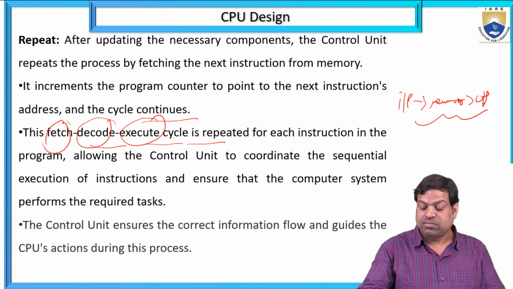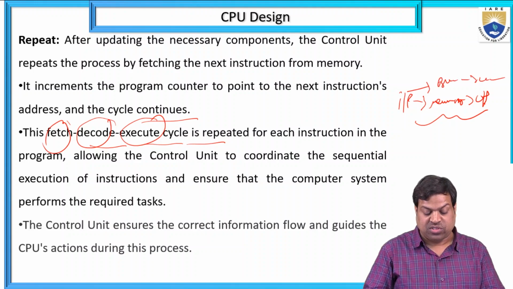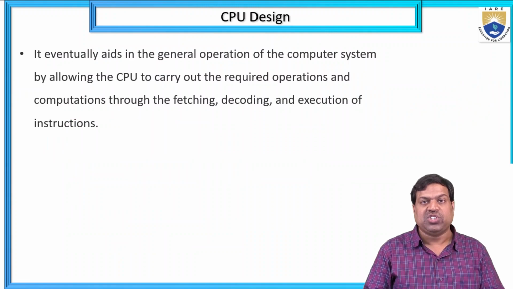So, input to binary, binary to output, like this also. And the control unit ensures the correct information flow and guides the CPU's action during this process. And it eventually aids the general operation of the computer system, allowing the CPU to carry out the required operations and computations through the fetching, decoding and executing of the instructions.